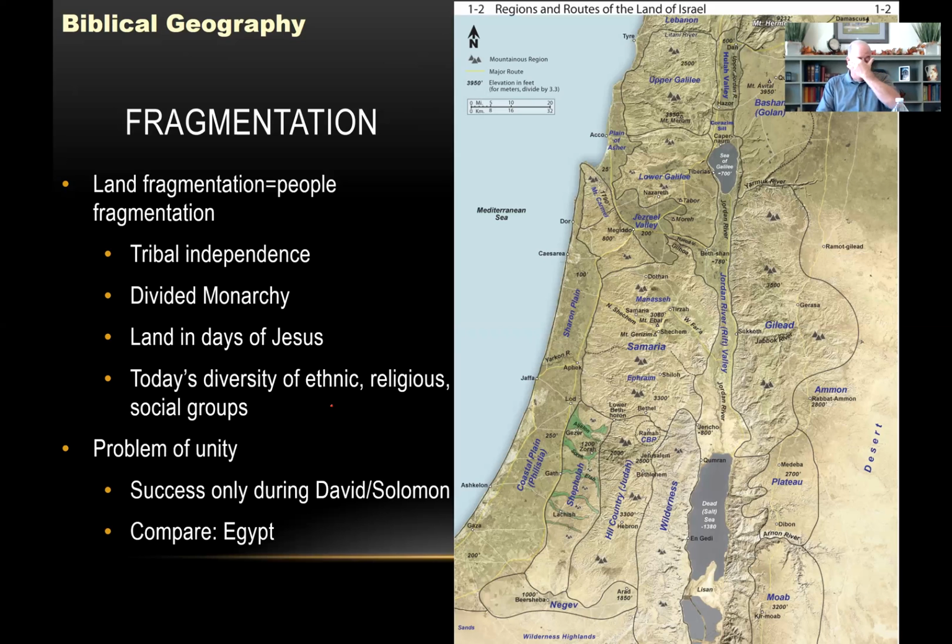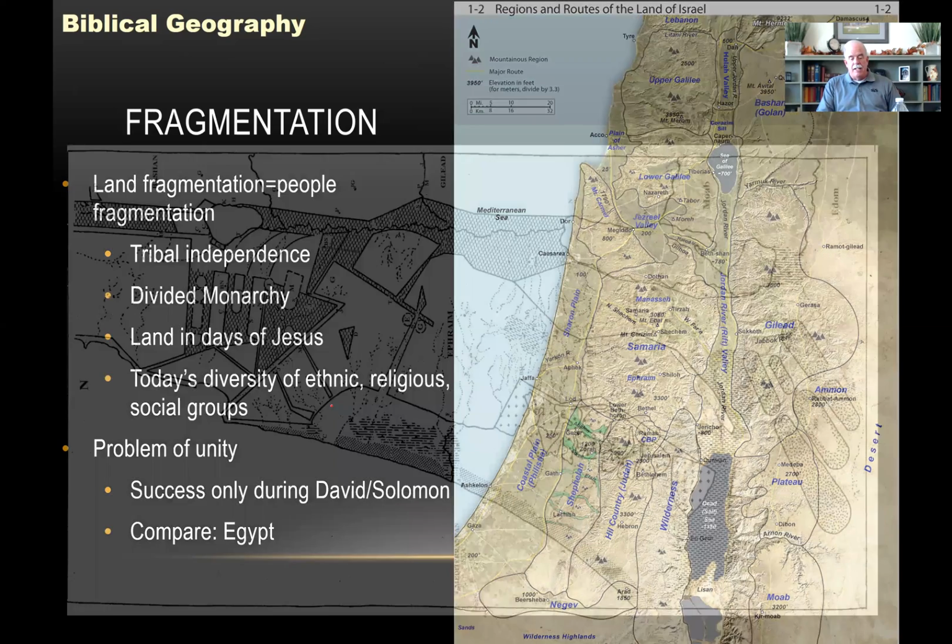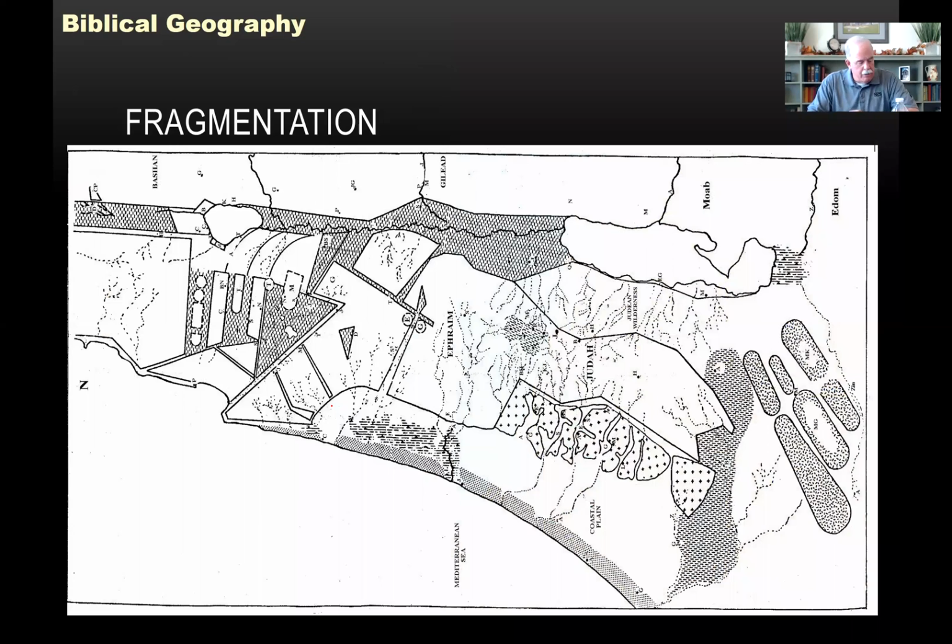And Todd makes the point, it's an interesting point. You compare that to Egypt, where they were really pretty much one people. There were various dynasties along the way, but those people were pretty much all living on the river, all basically the same culture and so on. It's a remarkable dynamic.